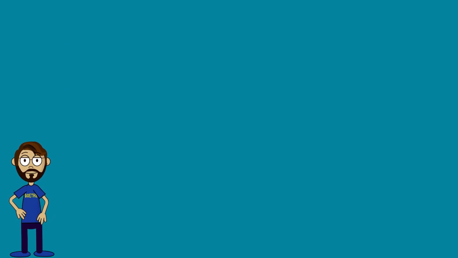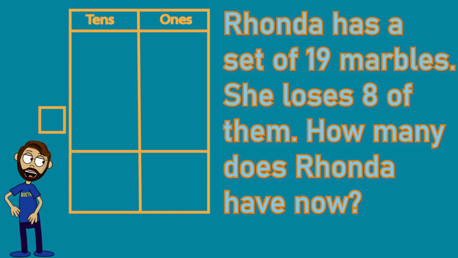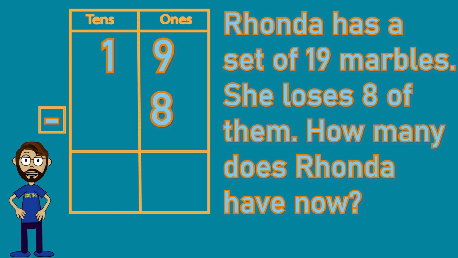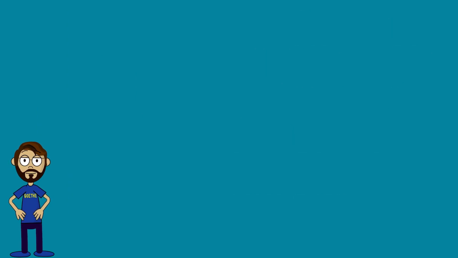Okay, let's move on. Rhonda has a set of 19 marbles. She loses 8 of them. How many marbles does Rhonda have now? So, if she's losing marbles, that means that she will have less and we need to subtract. So, 19 take away 8. 19 has 1 10 and 9 ones, and 8 only has 8 ones. So 9 minus 8 leaves 1, and we don't need to subtract anything from the tens, so we move that down. We have 11. 19 take away 8 is 11, so after Rhonda lost her marbles, she only has 11 left.